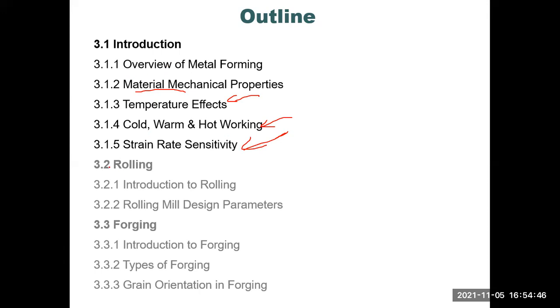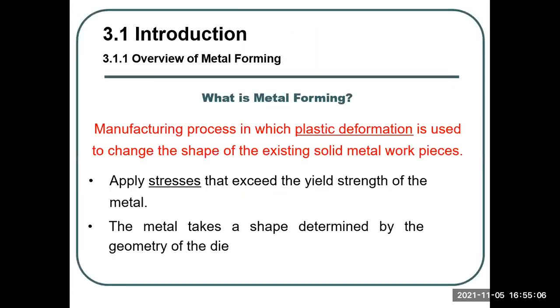Then we use this knowledge in rolling and forging. For rolling, we have talked about all these rolling mill design parameters. There's some calculation there. And for forging, there's not much calculation, but there are different types of forging, so we focus on that, and also the grain orientation issue in forgings. Okay, so these are just some definitions.